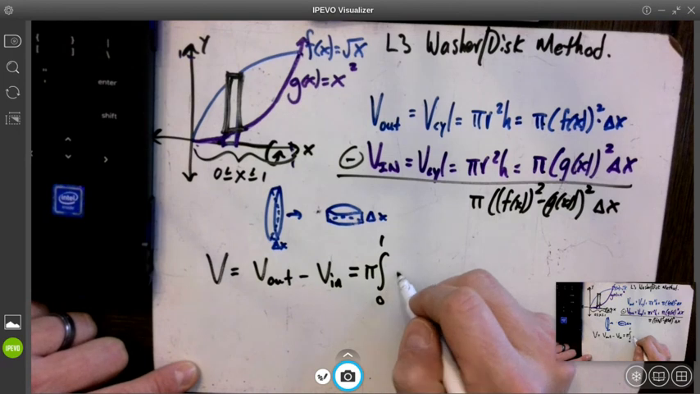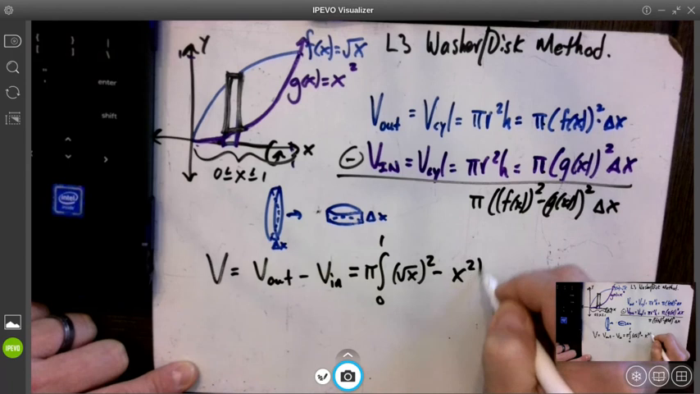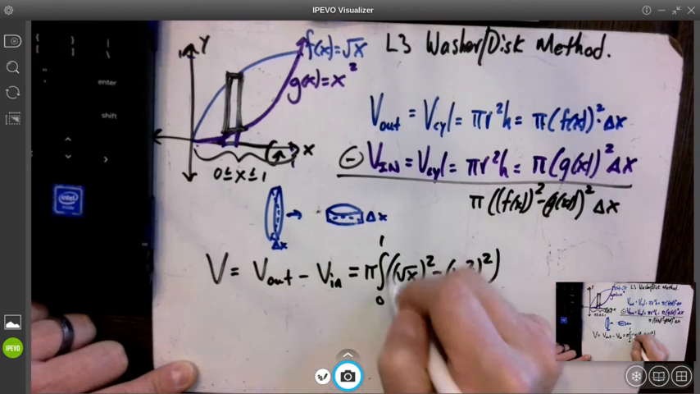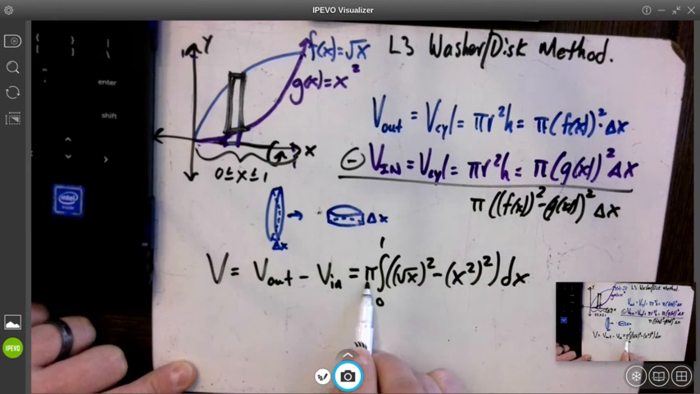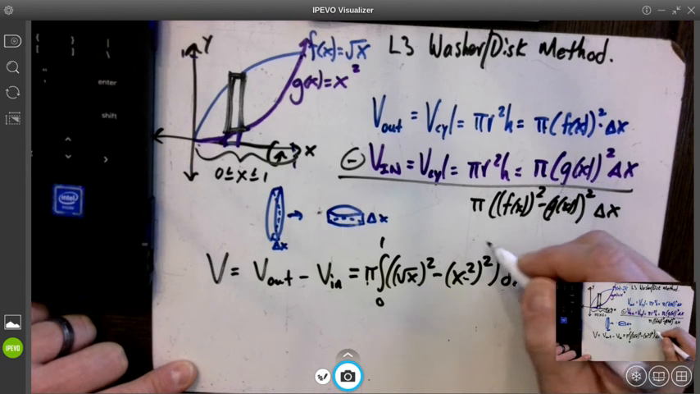What was f of x? It was radical x squared. g of x was x squared squared. So here's our pi, big R squared minus little r squared. So the general formula for the washer method.